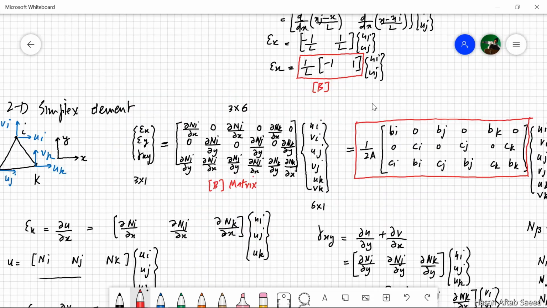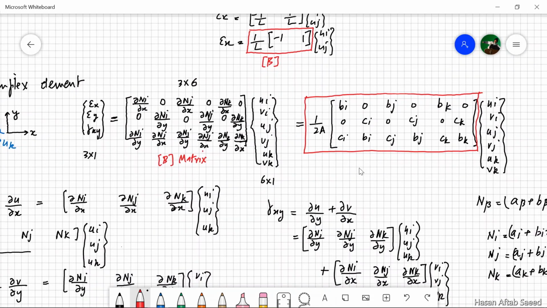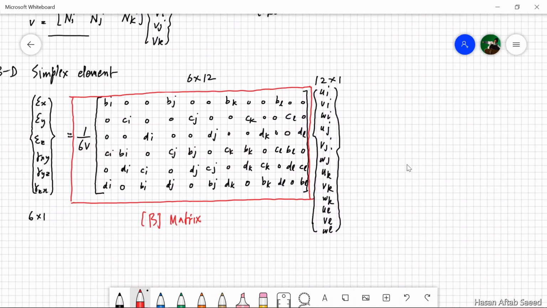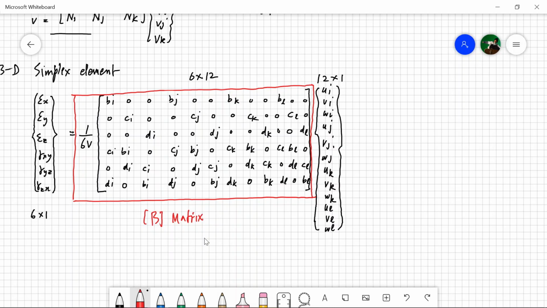Now notice that in the 1D matrix you have length in the denominator. In the 2D case we have 2a in the denominator, and in the 3D case we have 6v in the denominator. The first one was a line element, the second was an area element, so we have area, and the third one is a volume element or solid element, so we have volume. Now all these bi, ci, di, they are all constants, and this is always the case when we are dealing with simplex elements.